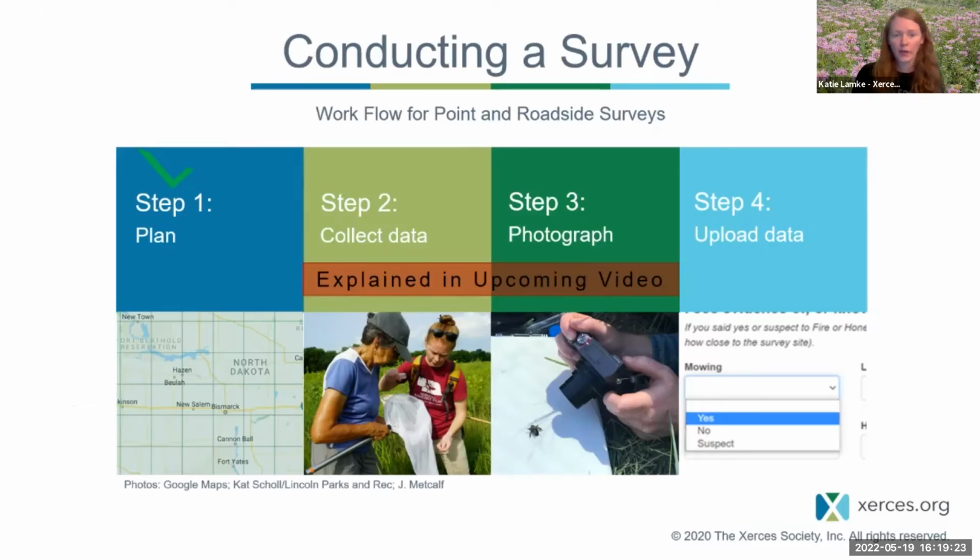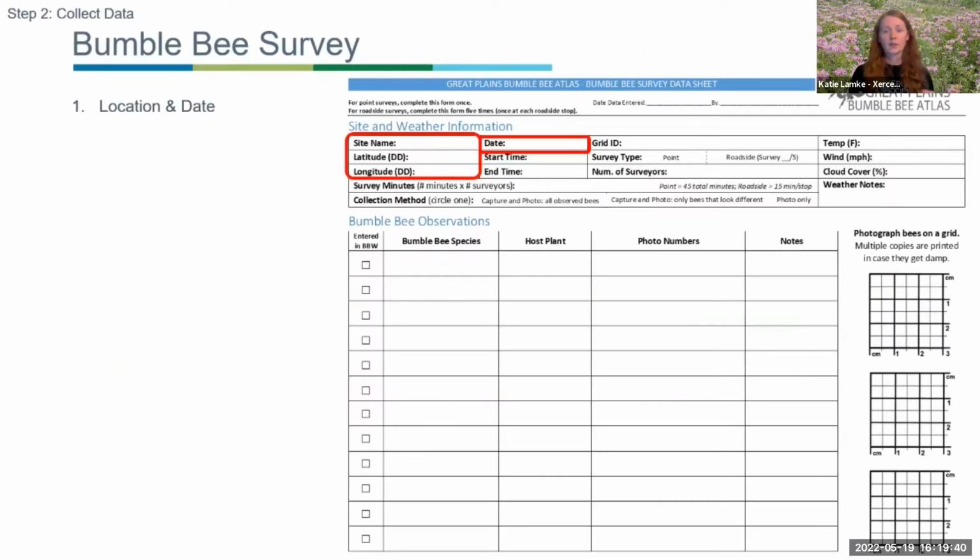Okay, so that's the planning phase of it. Before we jump into the video, I just want to give you a quick look at the data sheet, because the video that we're going to be showing is a couple of seasons old and the data sheet has changed a little bit. So this is what the Bumblebee data sheet looks like. The first part that you're going to want to fill out is the top, where your site name is, your location, and the date.